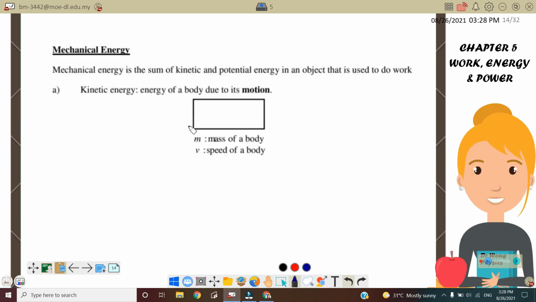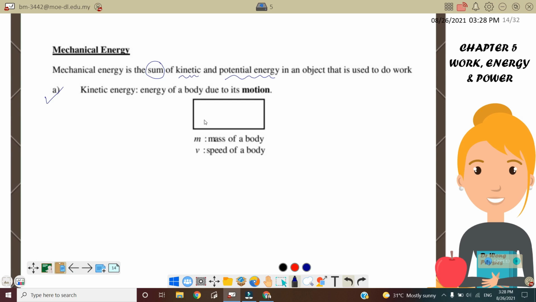Next, mechanical energy. Mechanical energy is a sum. It's the total of kinetic energy and also potential energy in an object that is used to do work. So we go to the first one, kinetic energy. Kinetic energy is the energy of the body due to its motion. So when there's motion, there will be kinetic energy.